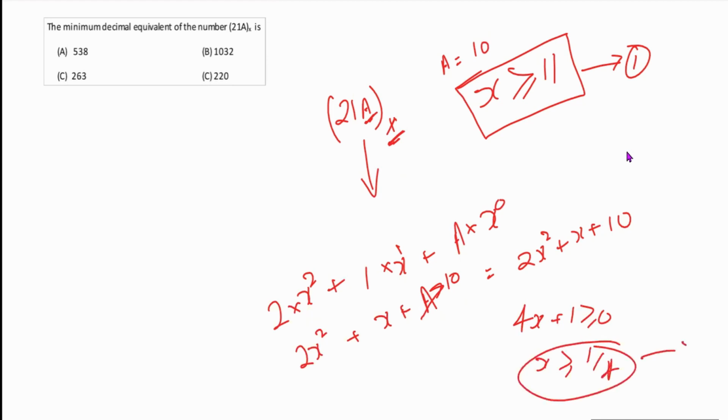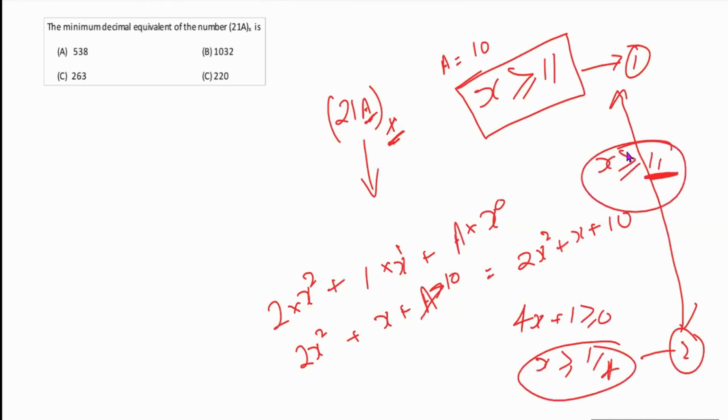So this is my second case. If I take the intersection of these two cases, x is greater than or equal to 11. So my first value is 11, and I will substitute it here: 2 into 11 to the power 2 plus 11 plus 10. That is 263. So 263 in base 10 is my answer.